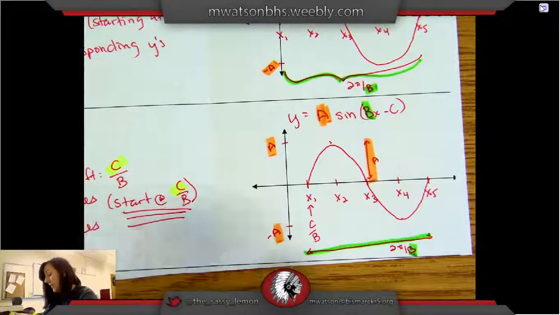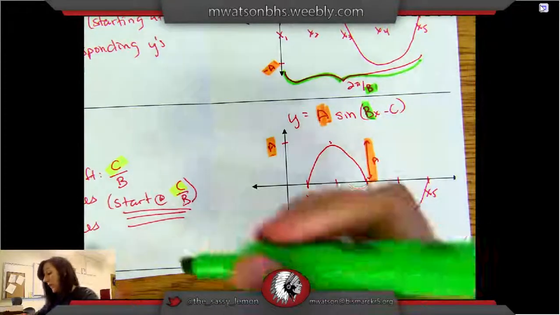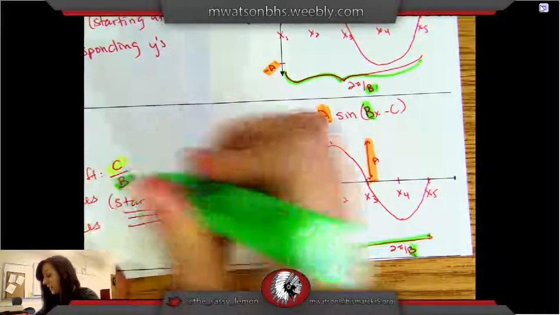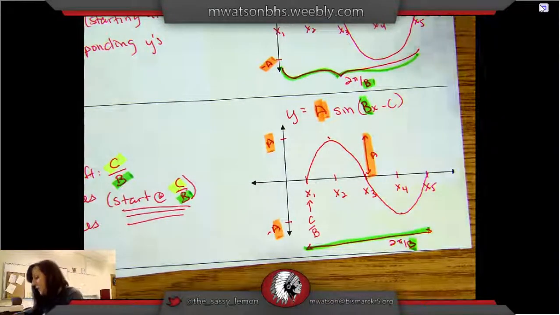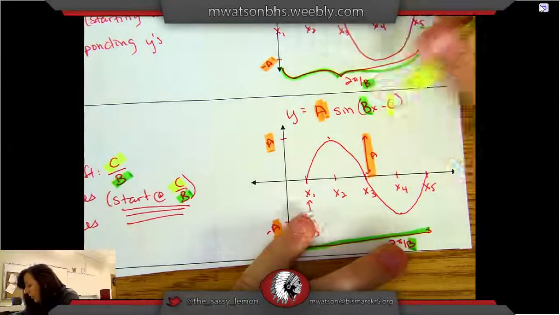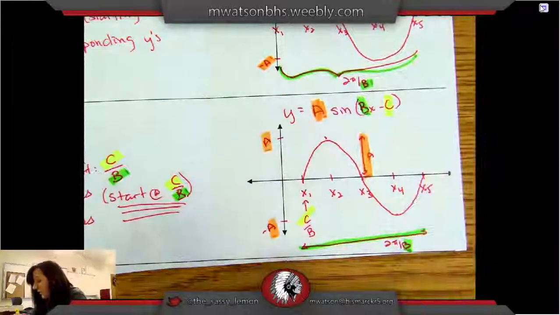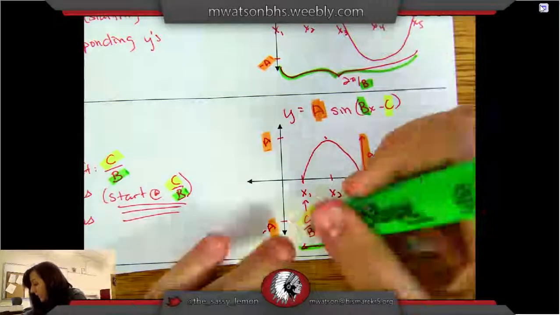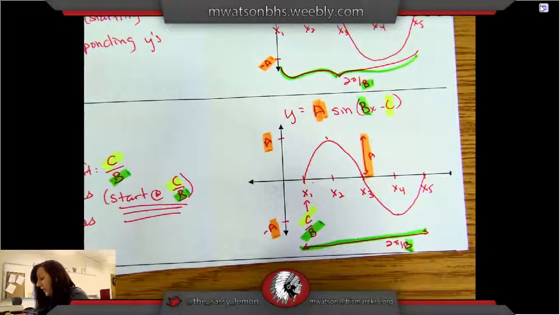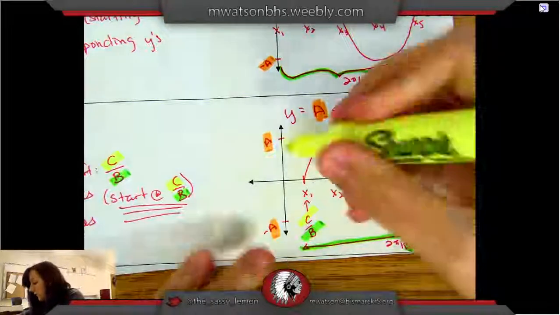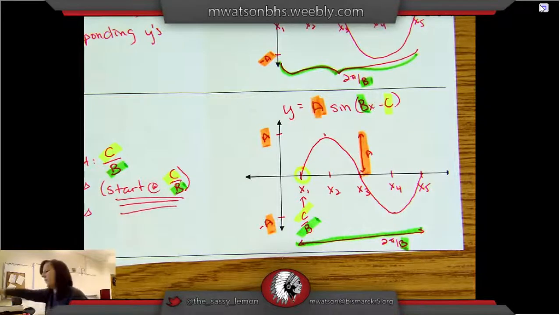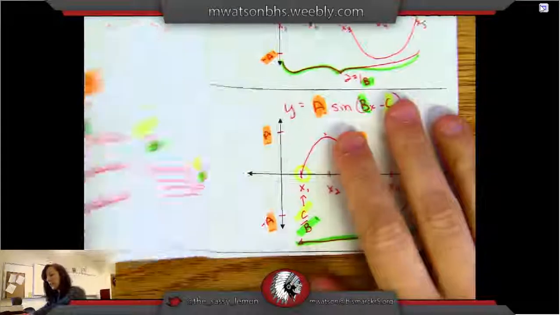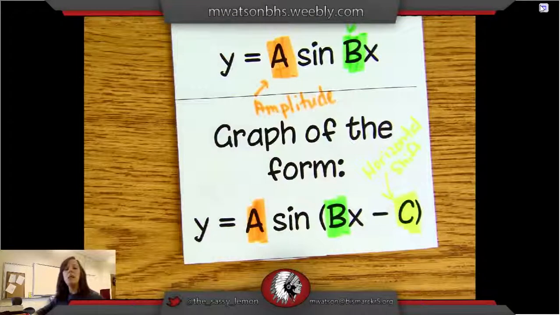Now what happens if you don't have a B? What if B is 1? Well, then your horizontal shift is just C. Okay, that's a what if question, but it does come up. So your horizontal shift then is C over B. Changes your starting point. And that's it. So now go ahead and glue it in, and we're going to try a practice problem.